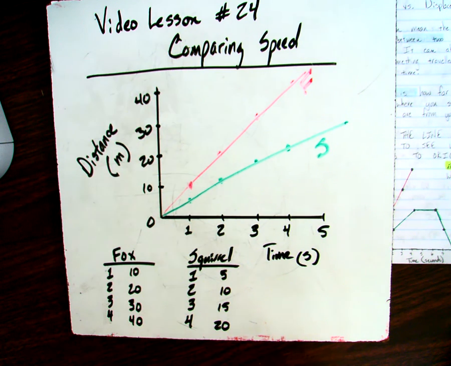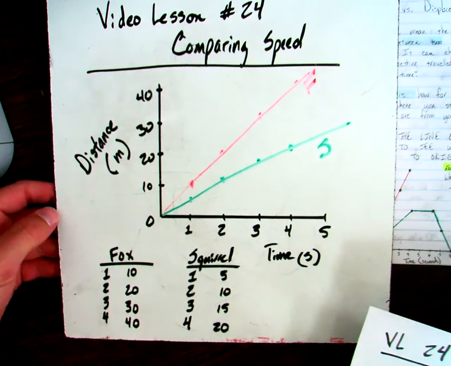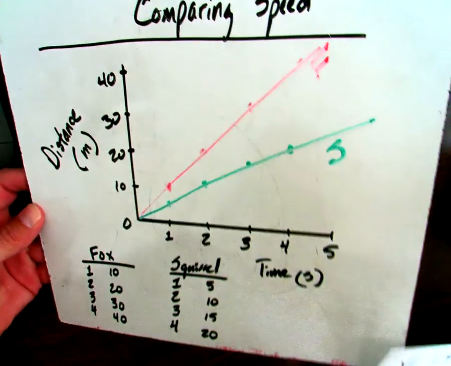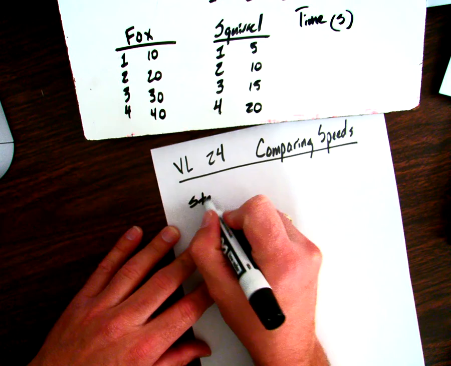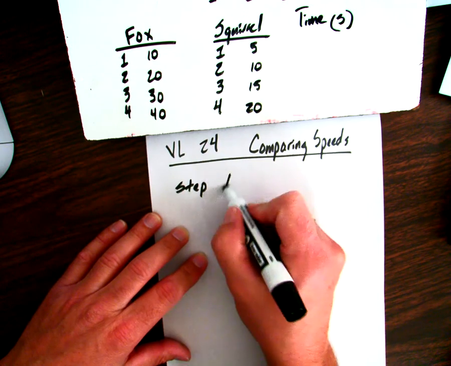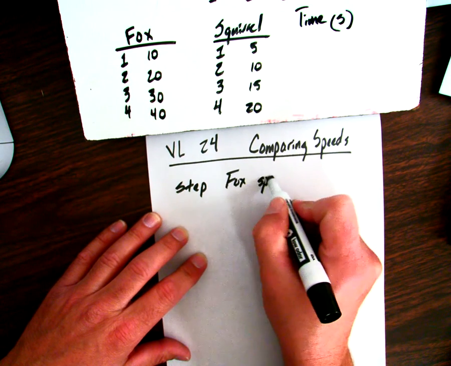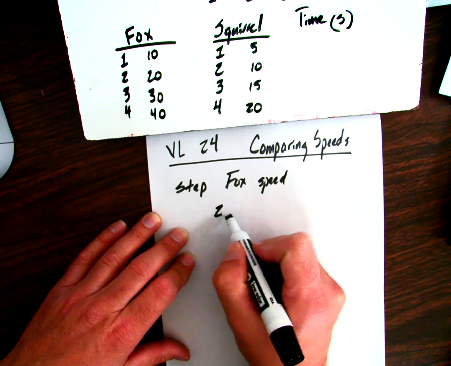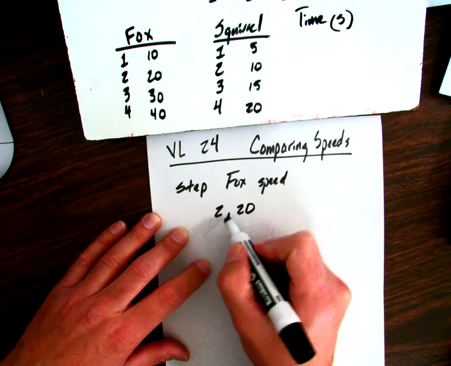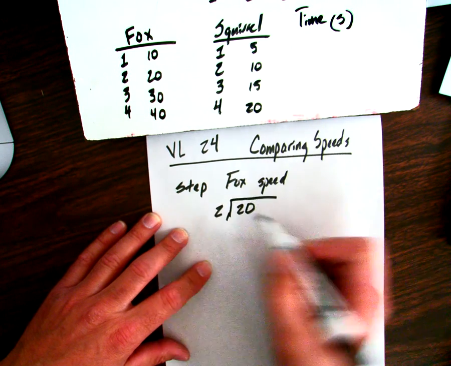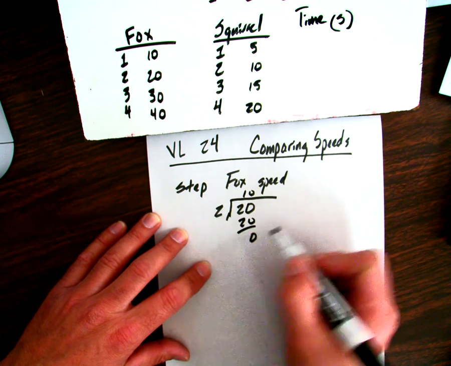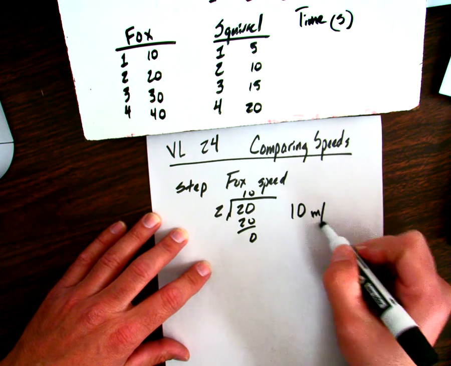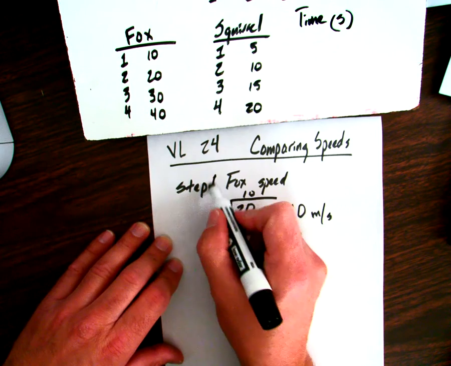Based on the slope, what I'd like to do now is copy our information there. I'm going to flip back and forth between this whiteboard and this piece of paper here. So the first step was to find our fox speed. So we have to find an ordered pair. Let's do 2 and 20. All right, so we know that we're going to box in our 20. Doing our math here, we know that 10 times 2 is 20. It leaves us a remainder of 0. So 10 meters per second is the speed of our fox. Okay, that was step 1.